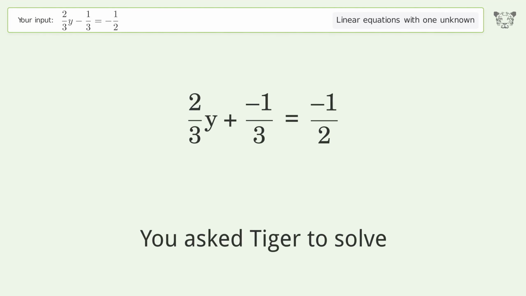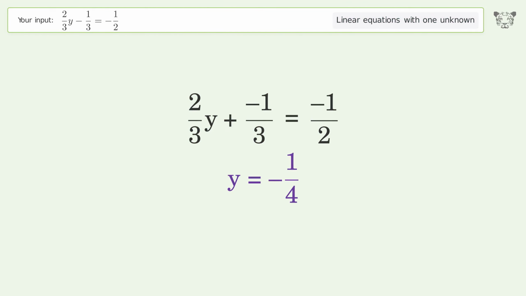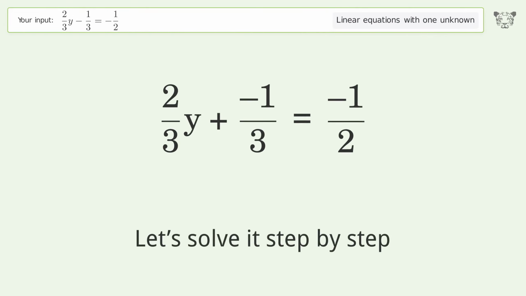You ask Tiger to solve. This deals with linear equations with one unknown. The final result is y equals -1/4. Let's solve it step by step.